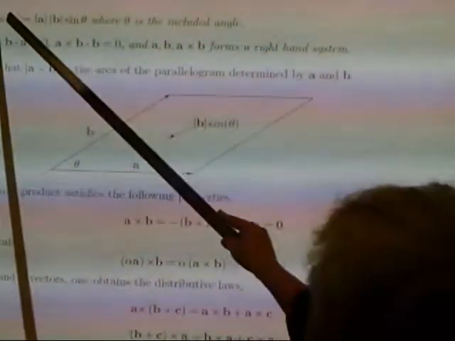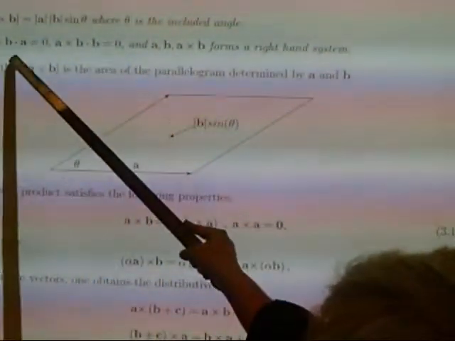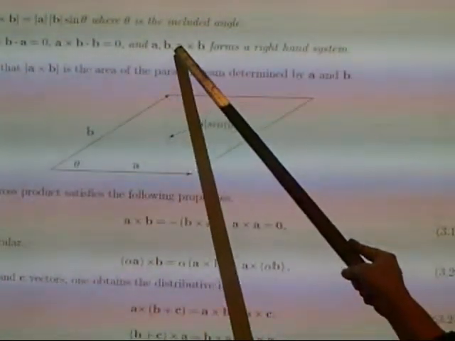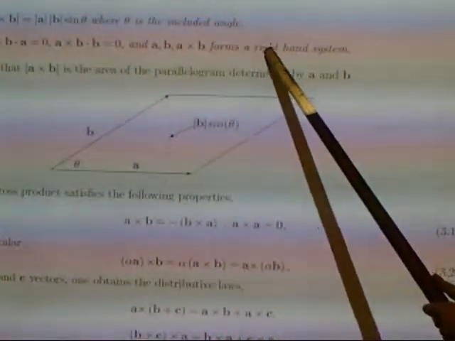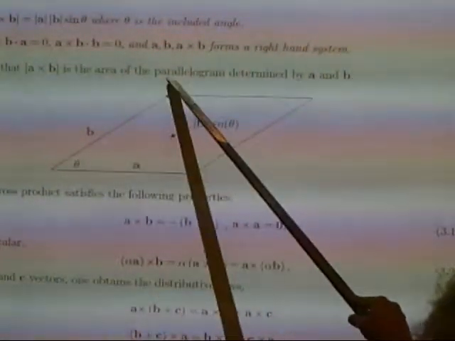Now the cross product: the magnitude of A cross B is the magnitude of A times the magnitude of B times sine theta. A cross B dot A is 0, A cross B dot B is 0, and A, B, A cross B form a right hand system.